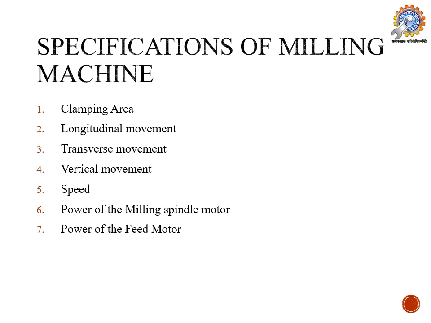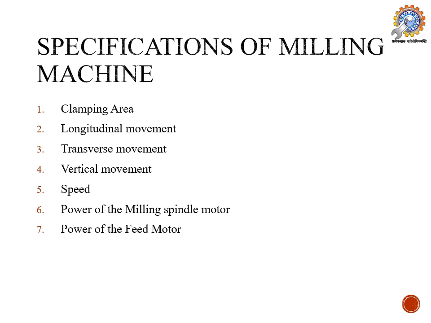Now transverse movement, the third one. It is the distance along the y-axis by which the table travels in the transverse direction, expressed in millimeters. Vertical movement is the distance vertically along the z-axis by which the spindle travels. It is expressed in millimeters. Speed is the speed of the spindle rotation, expressed in RPM, revolutions per minute.